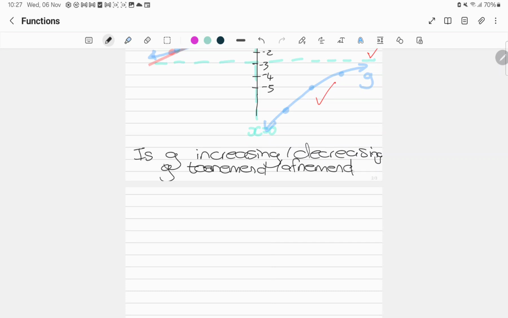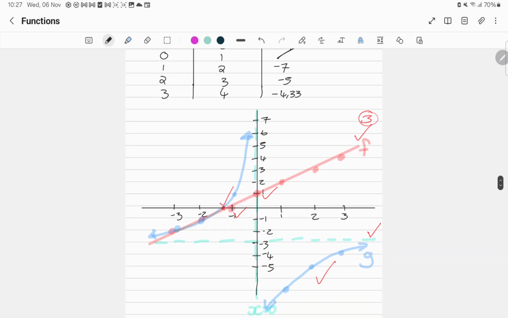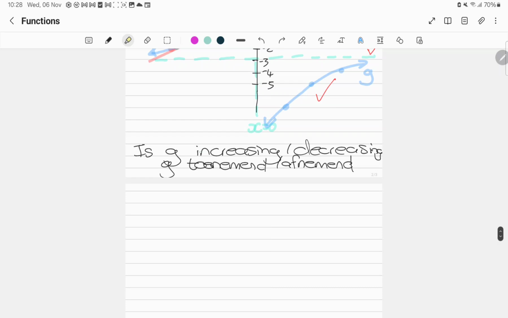Okay, so how do I know? I always look from left to right. So if I look from my left hand side to my right hand side, from here to this way, what is happening to my graph? As I'm looking, it's going to go up. Same here, let's say from here, what is happening? My graph is slowly going upwards, meaning that graph g is going to be increasing.